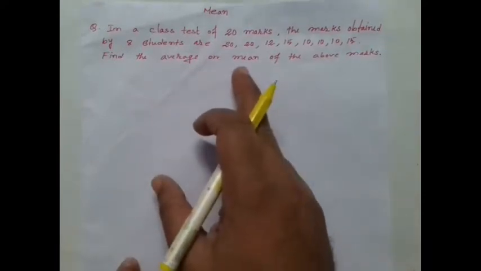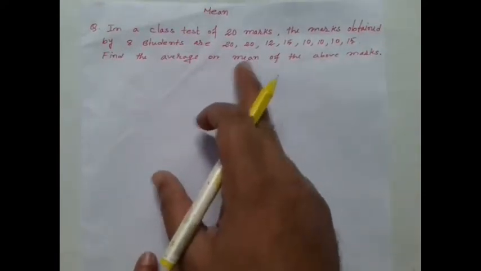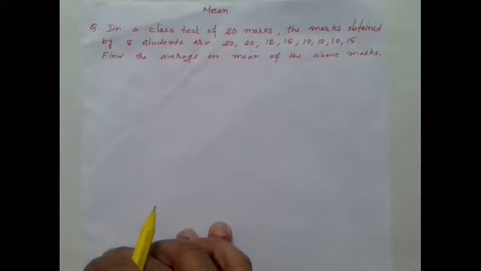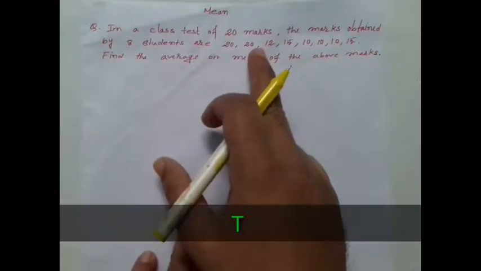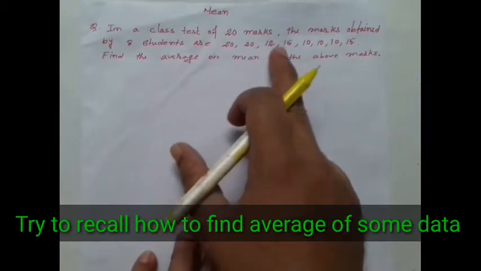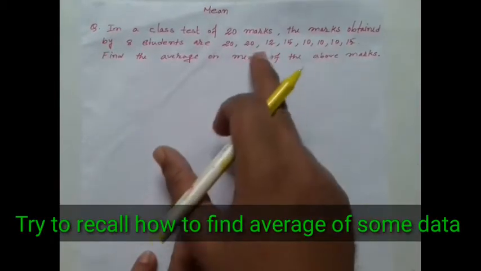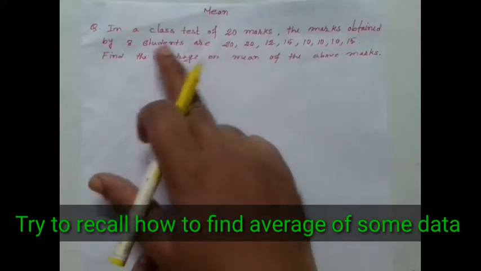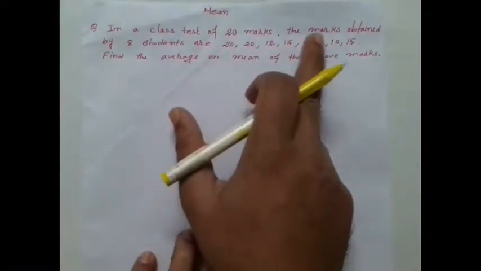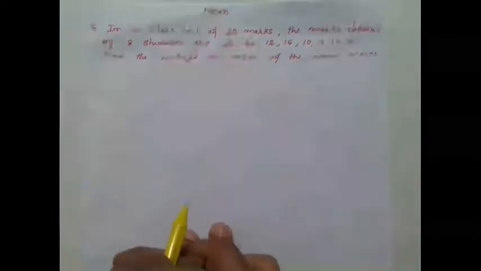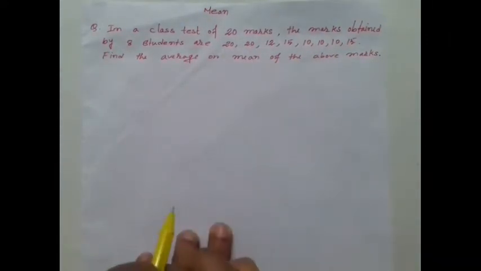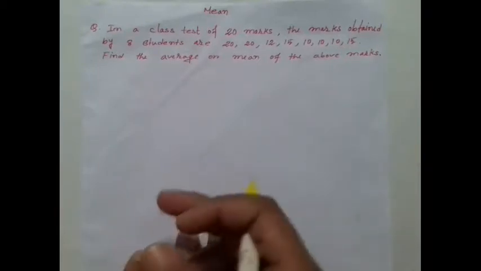Here I want to clear one thing, that mean and average are the same. Actually, mean is the average of a vast number of the same kind of data. You have to recall what you did in lower standards. We have to add all of them and then divide by the number of data. Here 8 data are given, so we divide by 8 to get the average or mean. So at first we use this previous method.